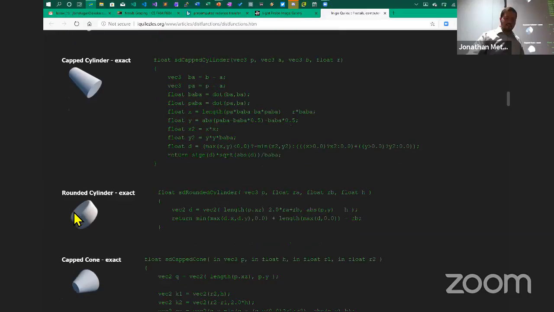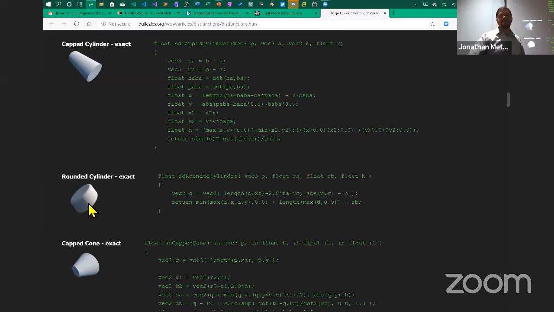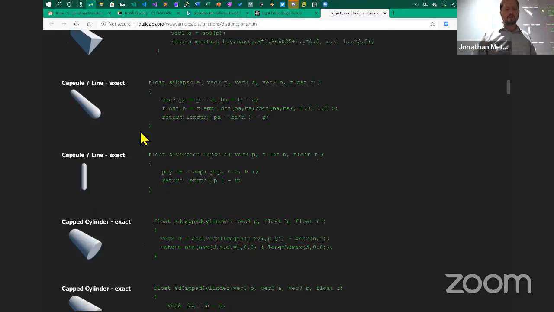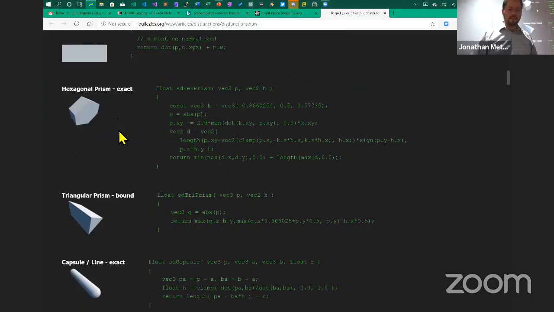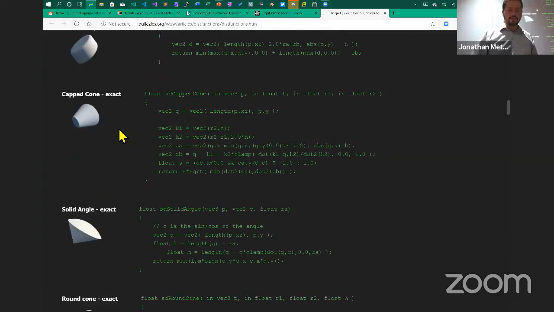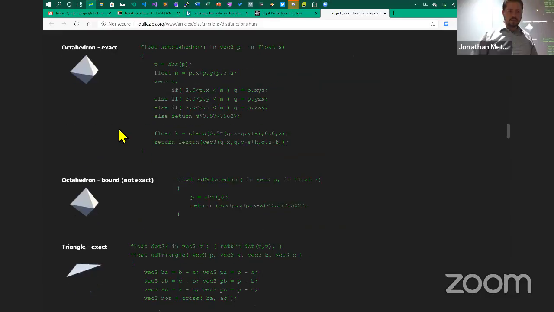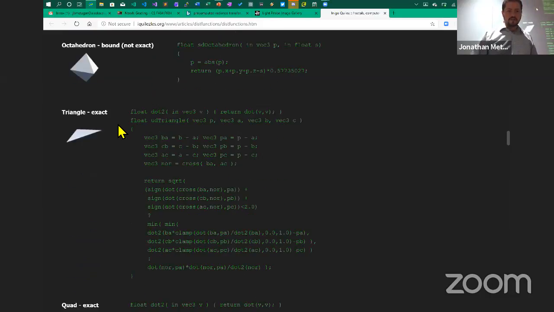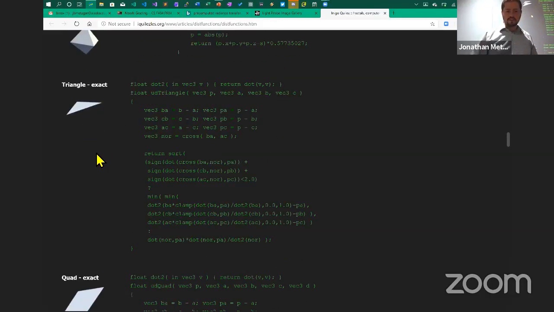capsules, rounded cylinder, all these kinds of shapes that would be very difficult to come up with an analytical solution for, right? And that's why in our class, we're not even going to talk about how you do an analytic solution for a cylinder when you can just use this general approach for these signed distances, right? Solid angle, rounded cone, octahedrons. There's one of the triangle ones, okay?